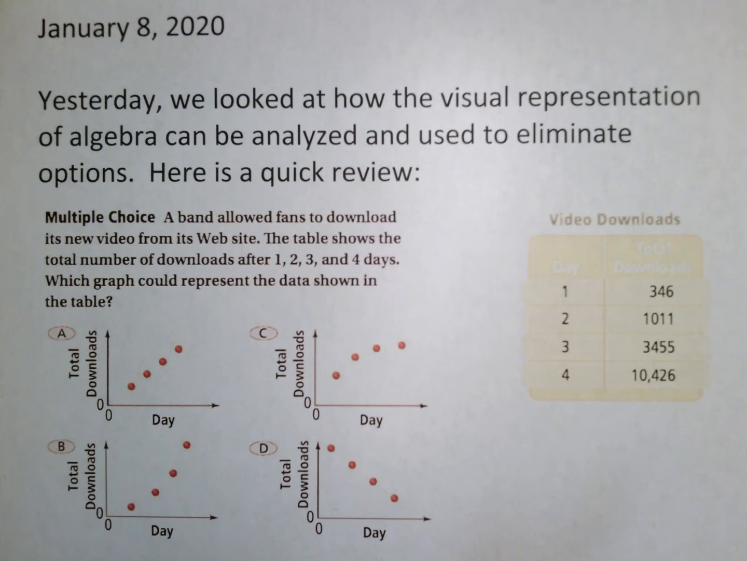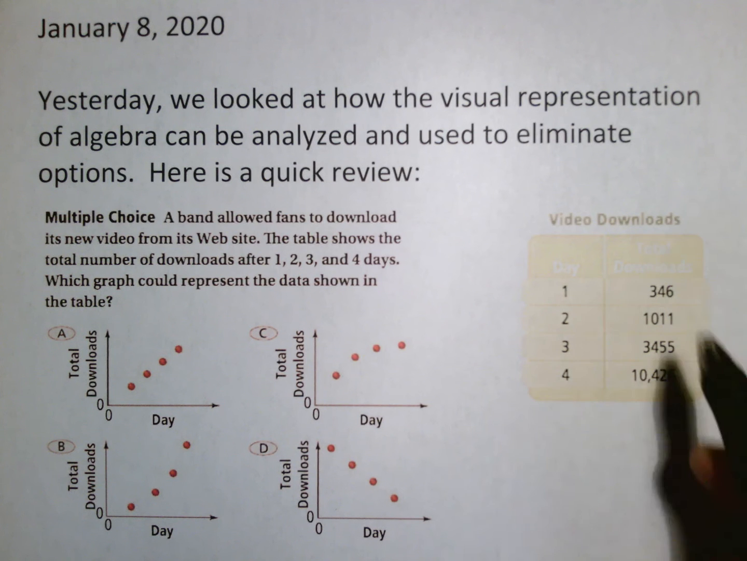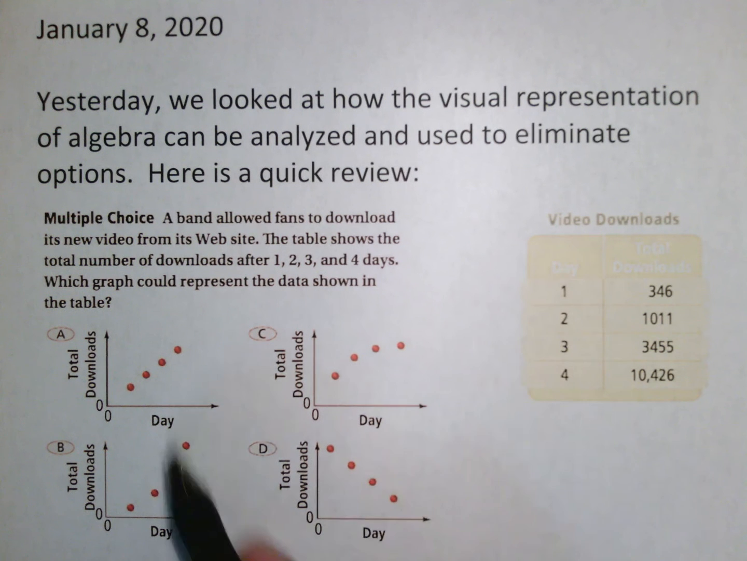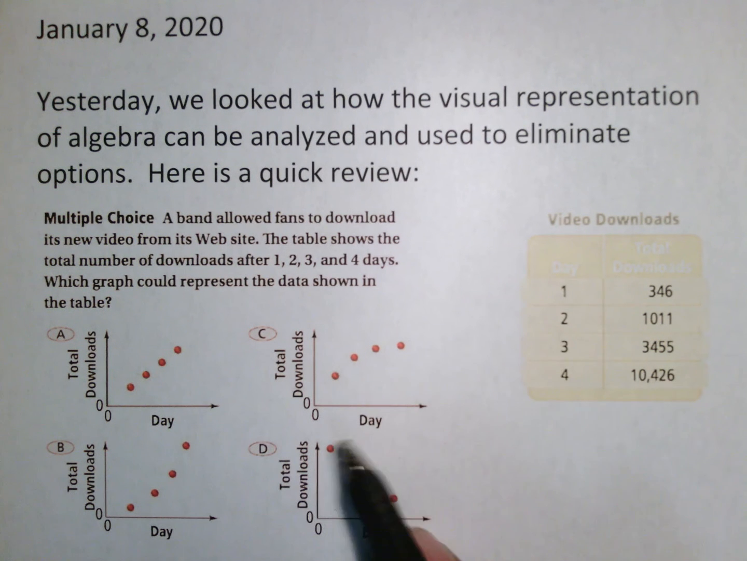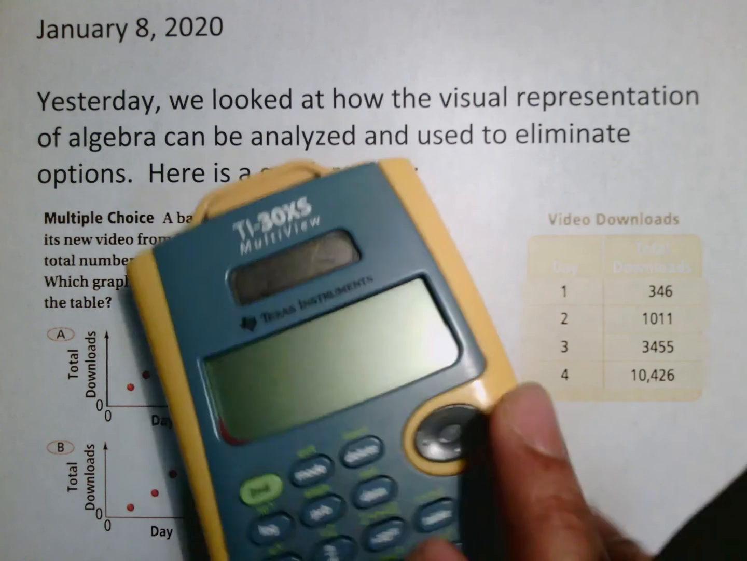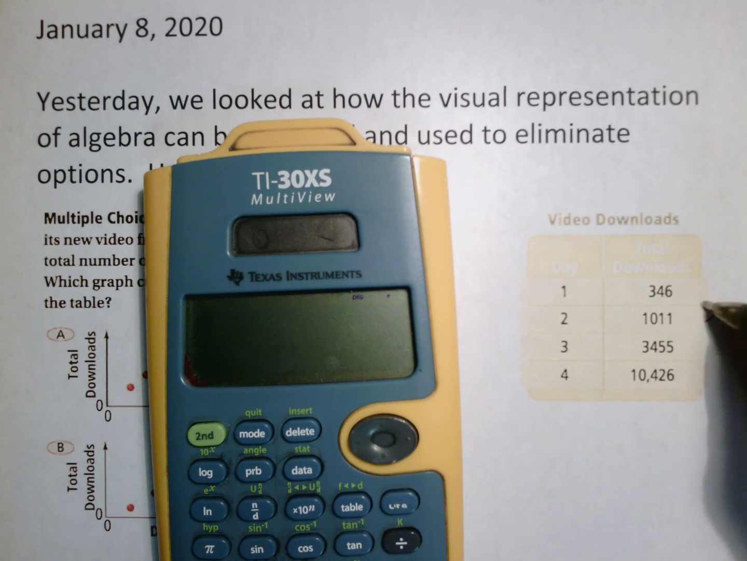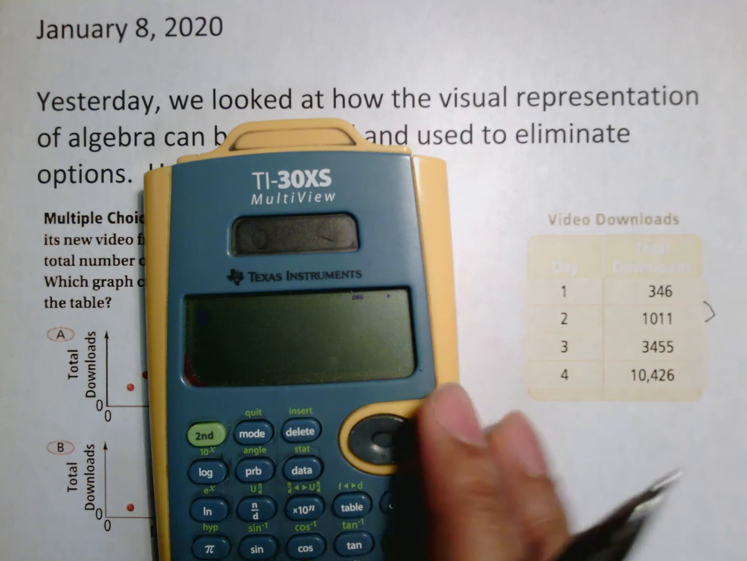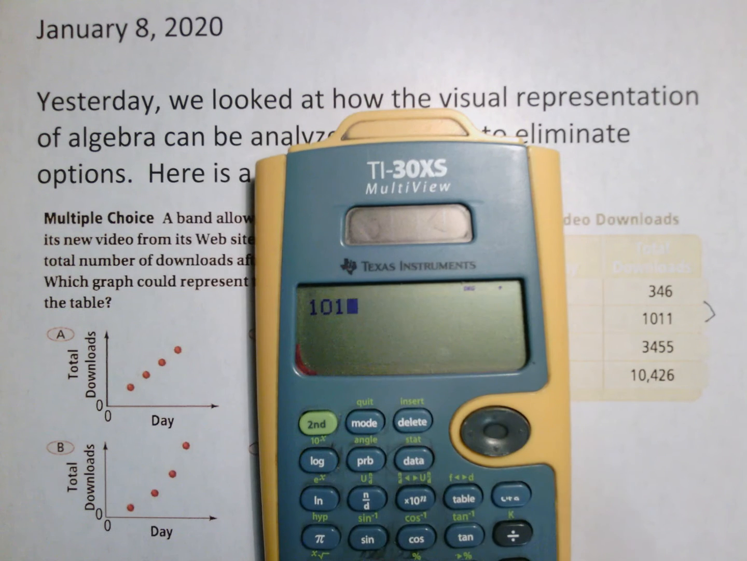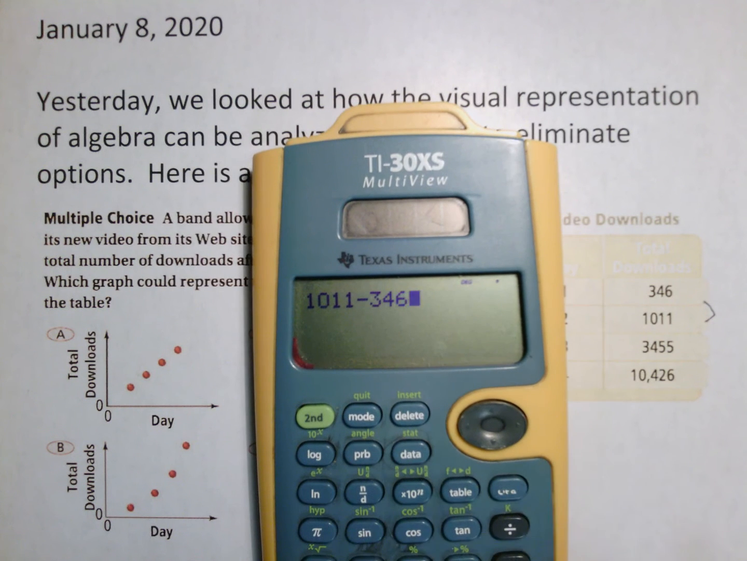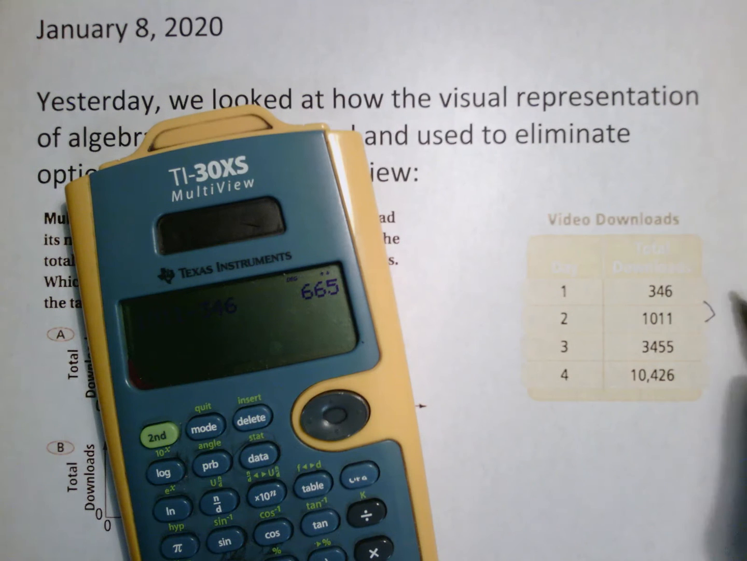A major part of what we looked at was that we had a table and some graphs, and we had to figure out which graph matched the table or how they linked up. What you would want to do, and again you might want to do this with your calculator just to make sure, is that it will always be second to first. So it's not 346 minus 1011, it's 1011 minus 346. So 1011 minus 346 is 665. That means it's going up 665.